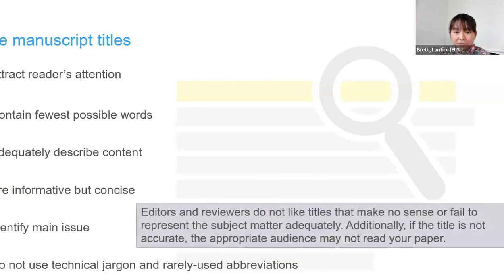Remember, editors and readers don't like titles that make no sense or fail to represent the subject matter adequately, and more importantly, you want the appropriate audience to read your paper. If the title isn't accurate, then the right people may not read your paper, and the community may not be aware of your work.